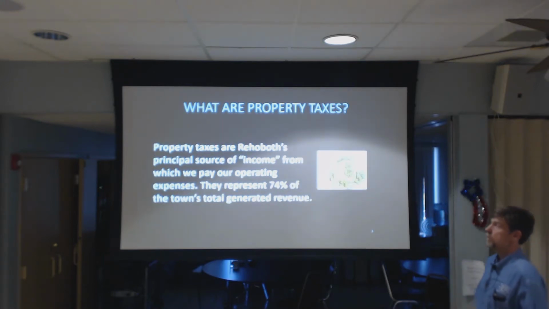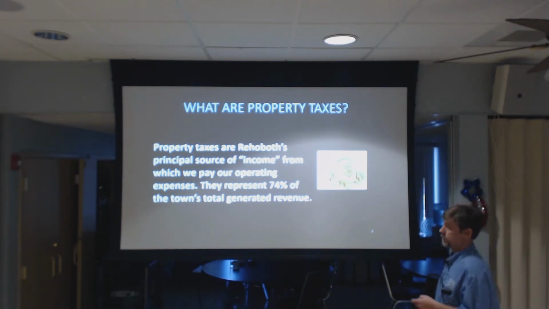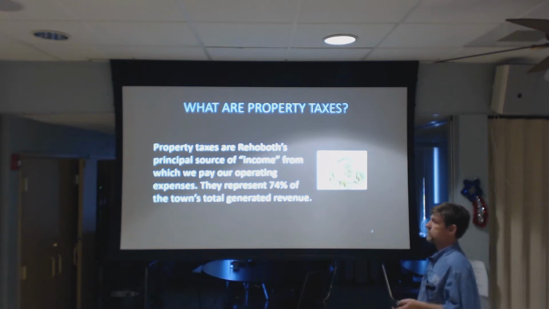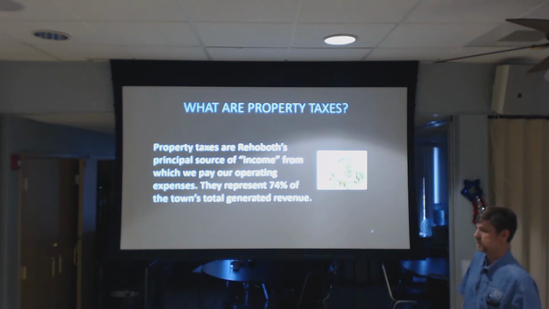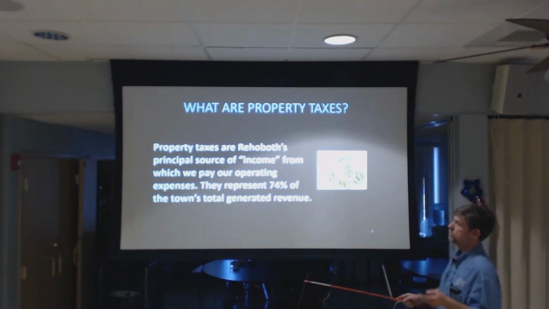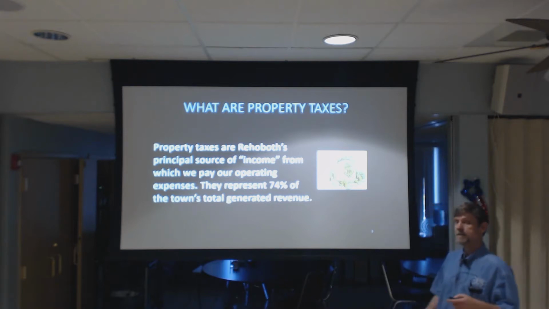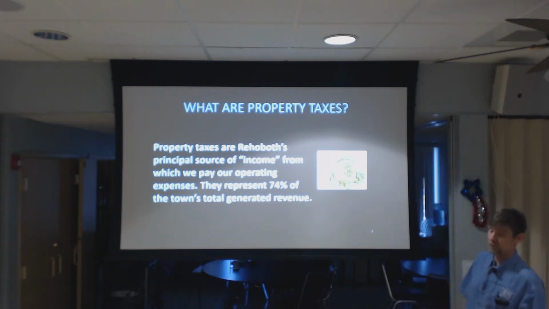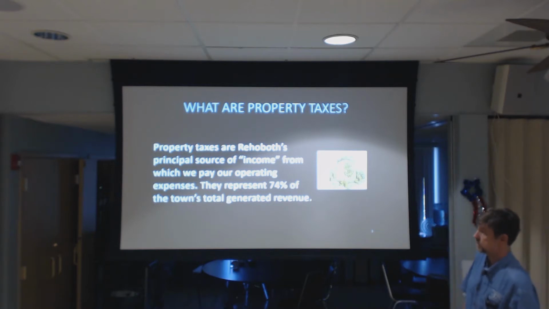In Rehoboth, property taxes are our principal source of income to run the town. About 75% of the town's total generated revenue comes from property taxes. The other 25% comes from different sources like local receipts, state aid, motor vehicle excise taxes, and some other miscellaneous revenue sources. As you can see, property taxes are really the bulk of the money that we get to run the town.